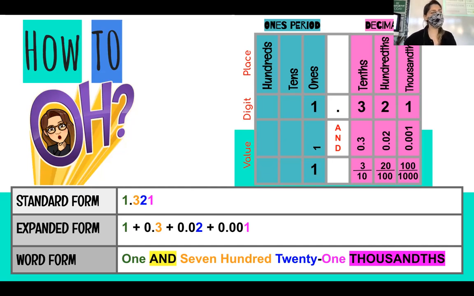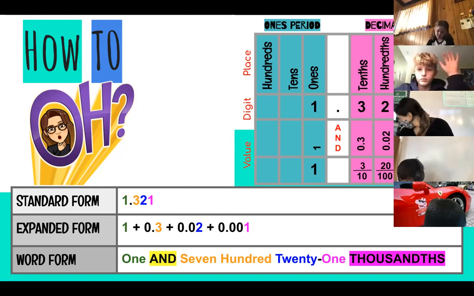Yeah, I wouldn't use the word point in your word form because, right, you wouldn't say I have 1.5 of something. You would say I have 1 and 5 tenths because I don't know what that 5 is out of at that point. Pun intended, point. Willow answered my question, so never mind.